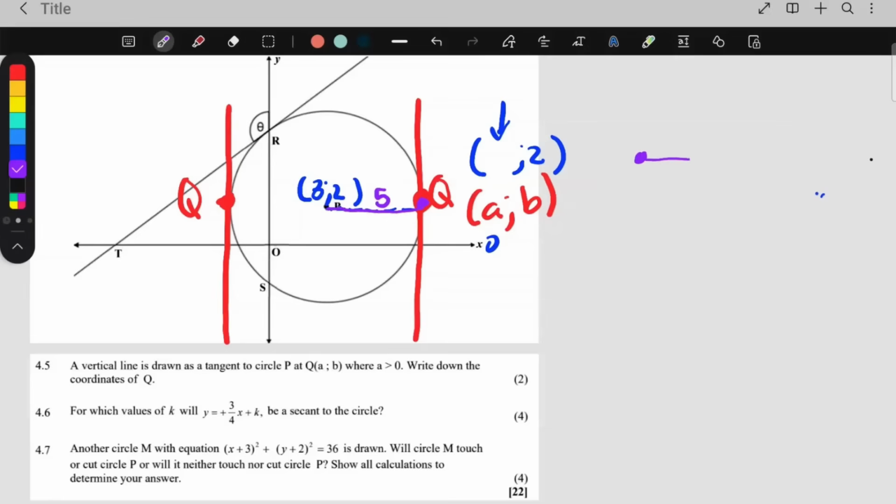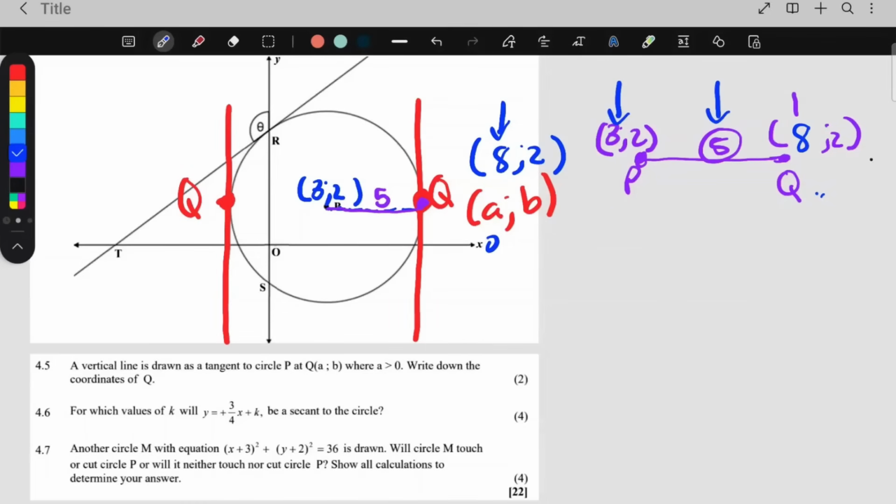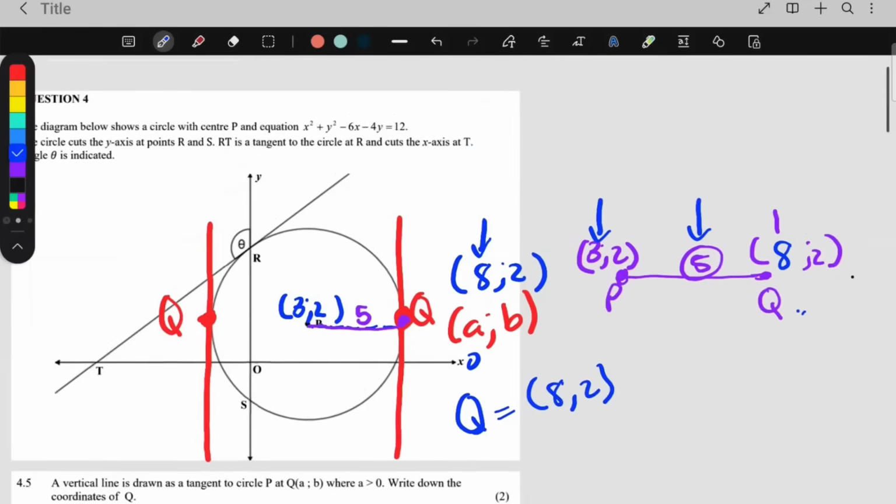Let me write it here. Let's say you have P over here and Q over there. P is 3 and 2, and Q is something and 2. But now the distance from P to Q is 5 units. So to get to this value, I am going to say this 3 plus the 5 units will give me this 8 over there. So the coordinates of Q using inspection is 8 and 2.